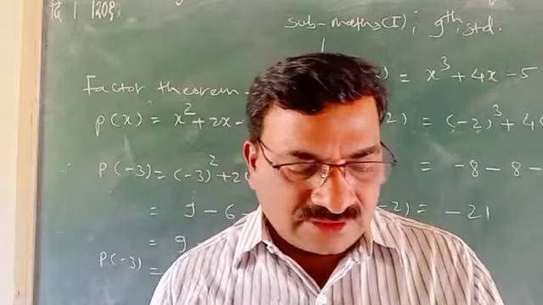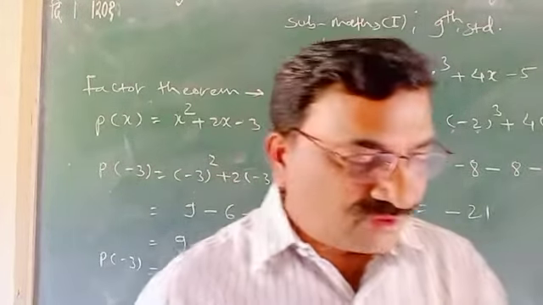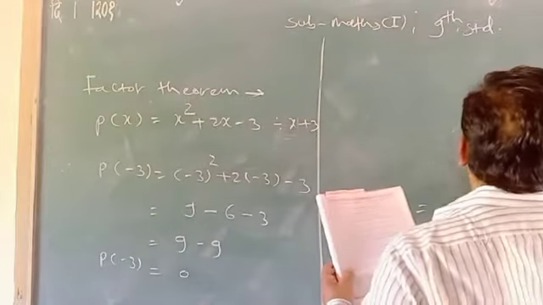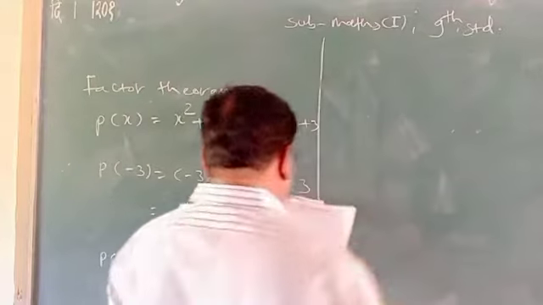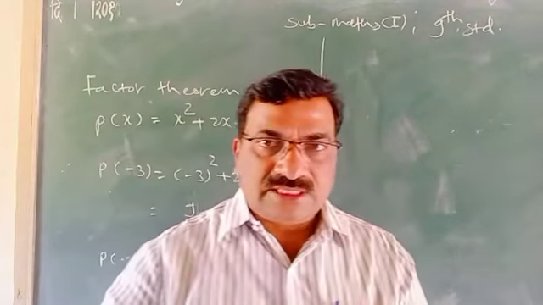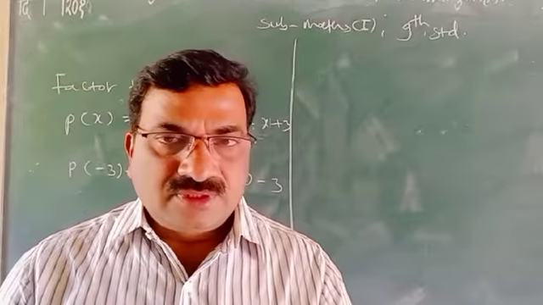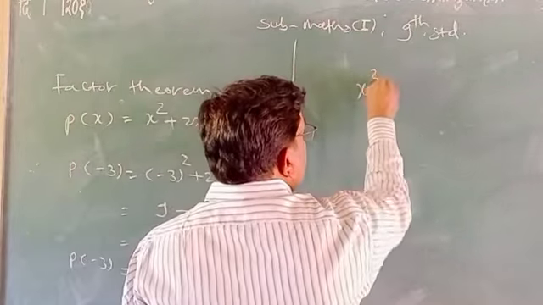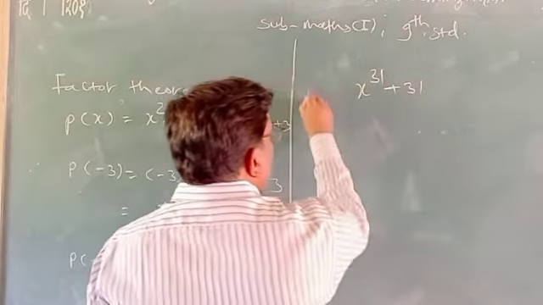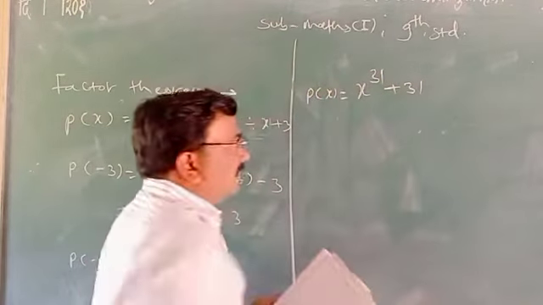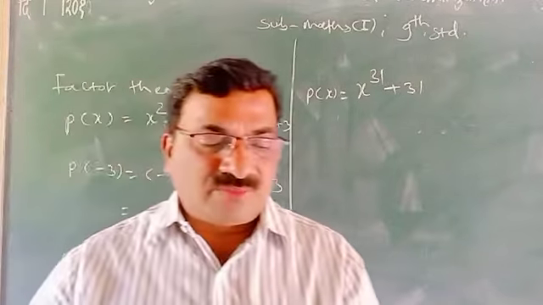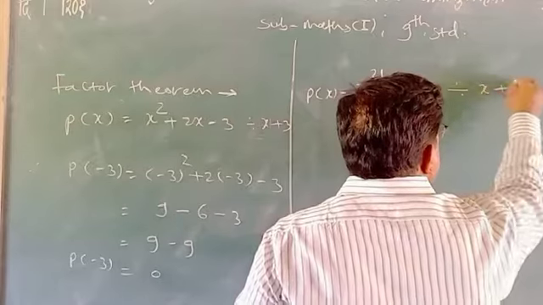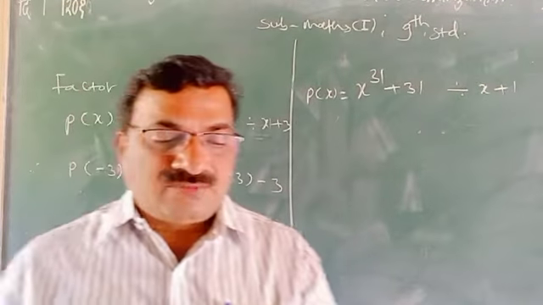Take one more example, the 10th example from practice set 3.5. I will read that example. If q of x, a polynomial in the variable x, is x raised to 31 plus 31, and it is divided by x plus 1, then find the remainder.